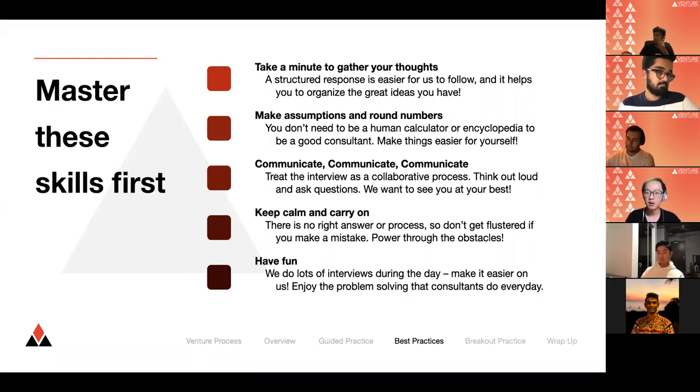Fourth is to keep calm and carry on. There is no right answer or process, so don't get flustered if you make a mistake. Power through the obstacles.